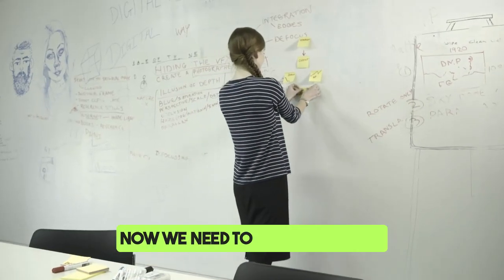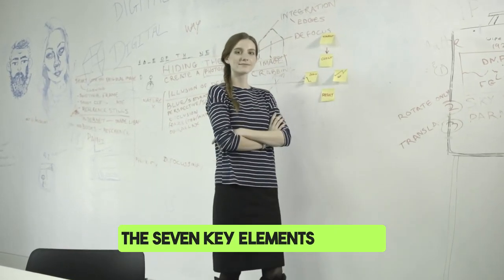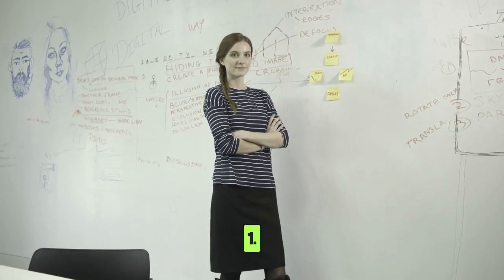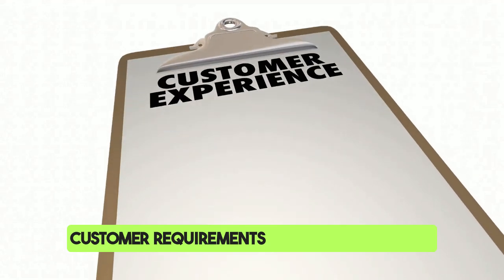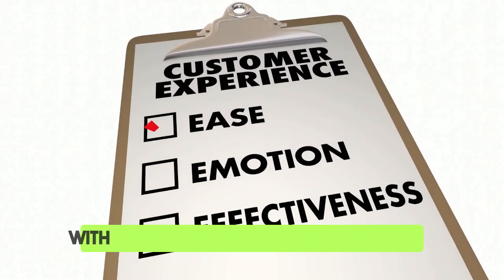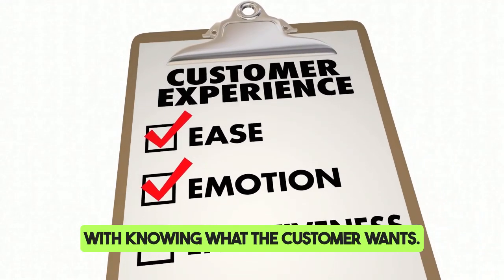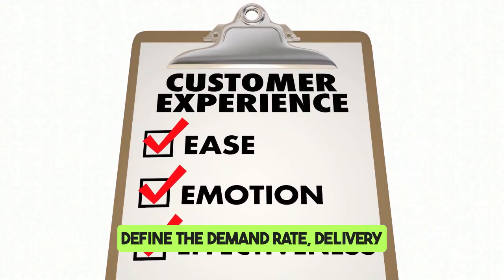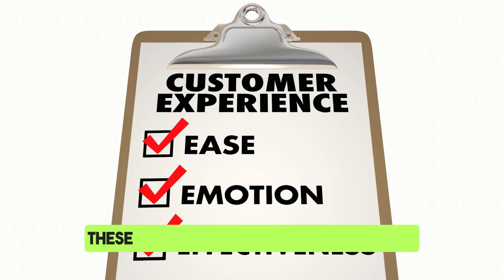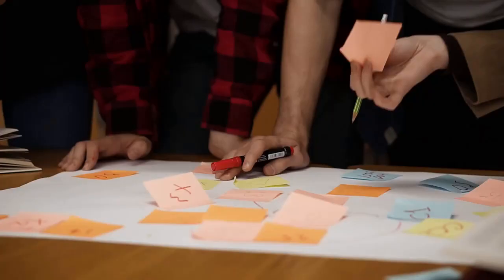Now, we need to know what are the 7 key elements of VSM. 1. Customer requirements. A strong VSM starts with knowing what the customer wants. Define the demand rate, delivery frequency, and quantity. These guide every downstream process.